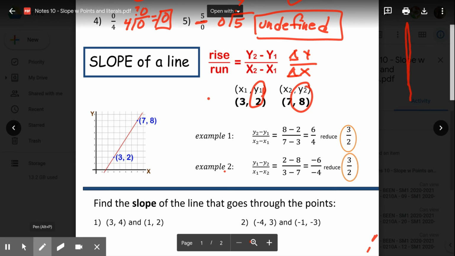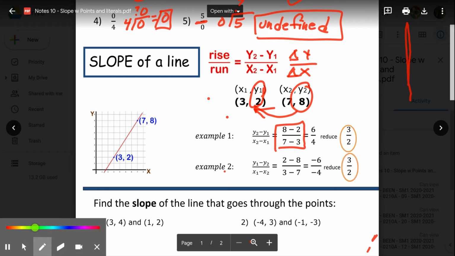So what we're going to do, I'll show you both ways of either starting with the y sub 2, so starting with the second y and subtracting, so that's 8 minus 2, and then you start with the second x. So that would be 7 minus 3. So that would be the setup if you go from y2 minus y1 over x2 minus x1. So 8 minus 2 is 6, 7 minus 3 is 4, and that reduces to 3 over 2.